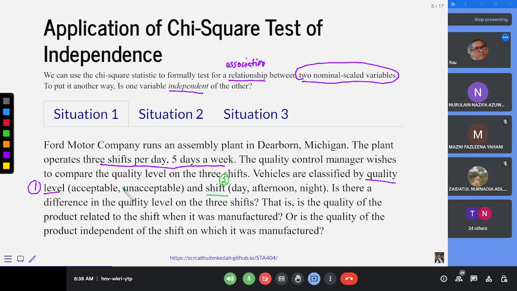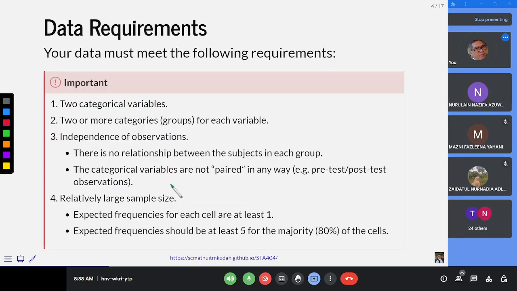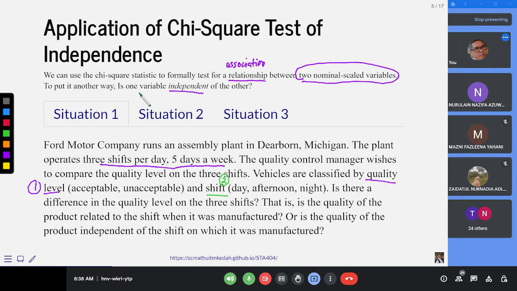Okay, so this meets the first assumption tadi kan, yang kita tengok tadi. Kalau perhatikan balik, if you go back to this first one, you have two categorical variables. Yes, you have two categorical variables. Two or more categories group for each variable. Yes, you have that. Independent observation. Yes, you also have independent observation. Relatively large size, so we're gonna look at that. Of course, normally we have a relatively large sample size.